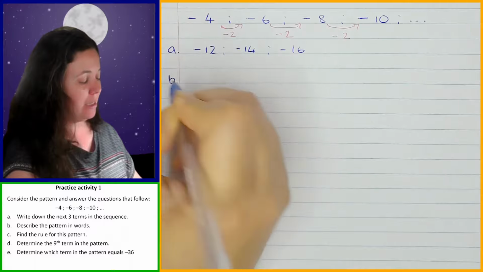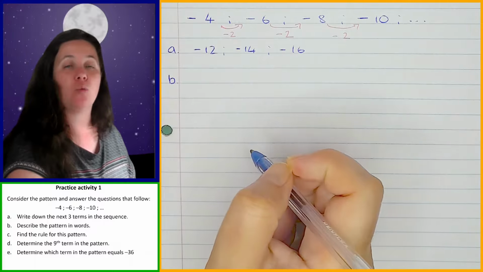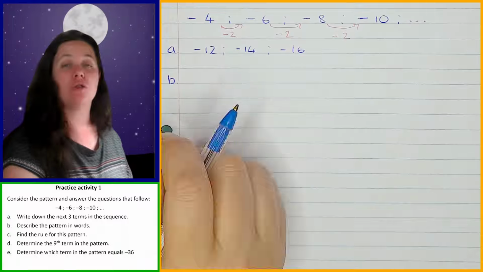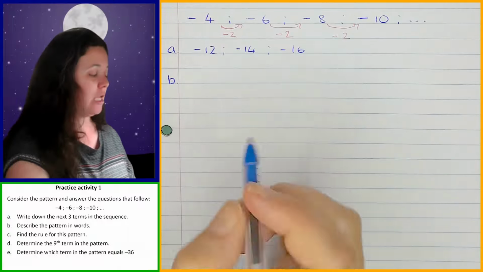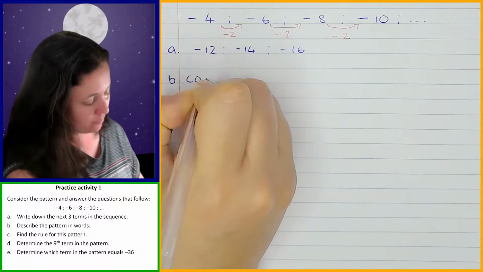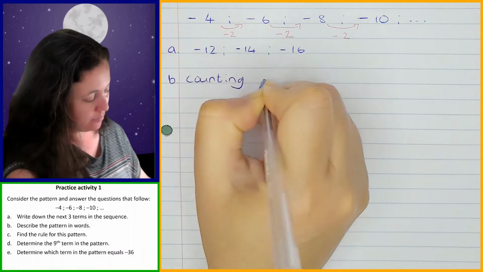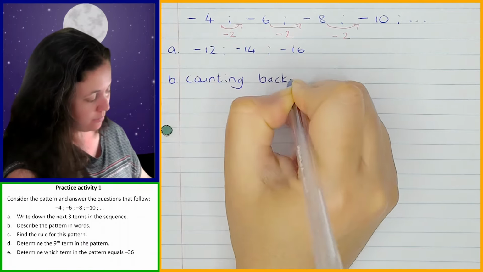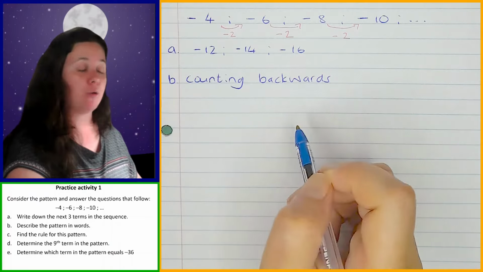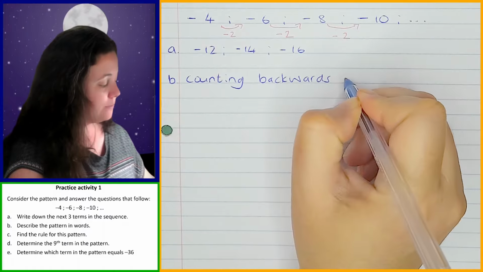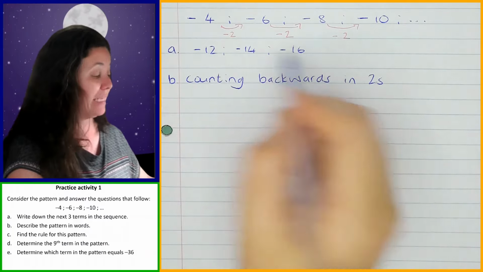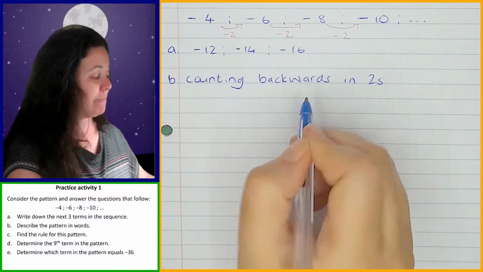Right, then question B, you had to describe the pattern in words. Now remember, there are 3 ways that you could go about doing this. I'm going to choose to use the counting method. It's not the only option. So I'm describing this as counting backwards. I say what the direction is. It's backwards. And then the interval is in 2s because the constant difference was 2. It's -2. That's why it's backwards. So it's counting backwards in 2s.